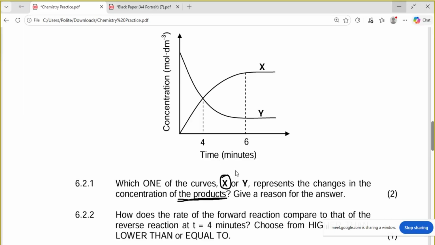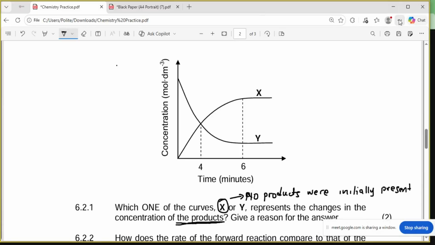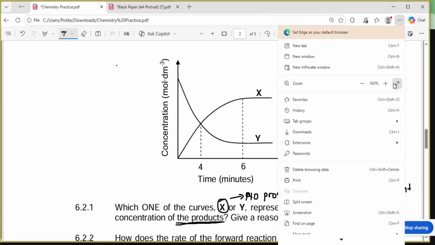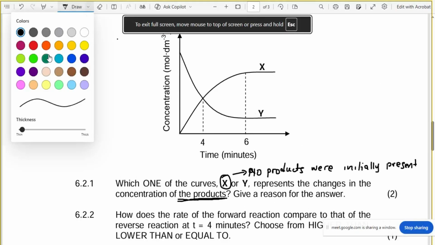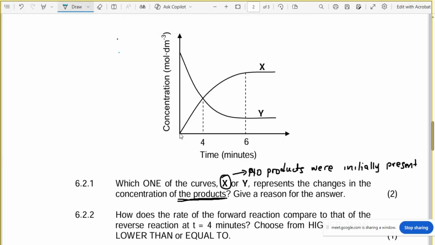The reason: the graph starts at 0. So you can say it's X because no products were initially present. You can look at this. In order for you to know which ones are your reactants, which ones are your products, which one represents the concentration of the reactants and which one represents the concentration of the products, just know that the products will always start at 0.